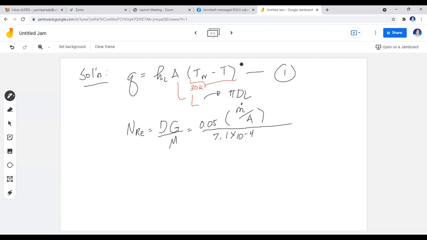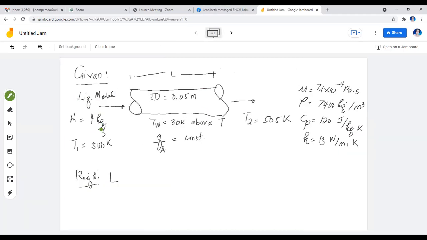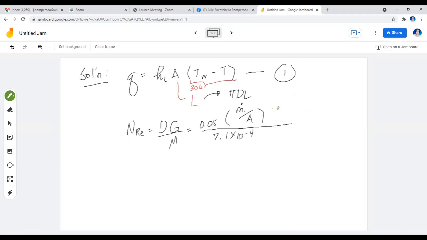Now for the mass flow rate and the area, the problem already gave us the mass flow rate to be 4 kilograms per second. So I'll write it here 4. And for the area, we'll have pi d squared over 4 because we want the cross-sectional area. So the same diameter, which we will square and divide by 4. Whatever is the value of this, that should be multiplied to 0.05 and the product of the two divided by this, resulting to a Reynolds number.